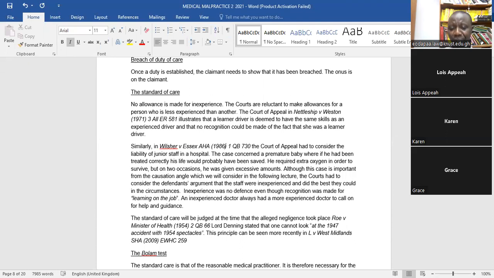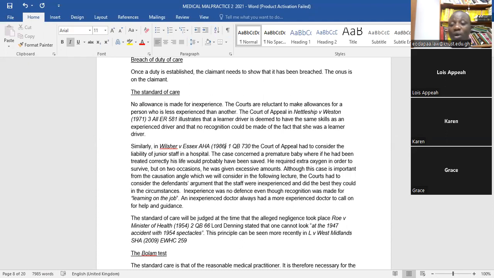A premature baby had been improperly treated. If she had been properly treated, definitely the baby will have survived. The baby needed oxygen in order to survive, but on 2 occasions, the baby was given excessive amount of oxygen, and the defendant doctor in the hospital argued that the staff that managed the baby patient were inexperienced. They did their best in the circumstances to try and save the situation.